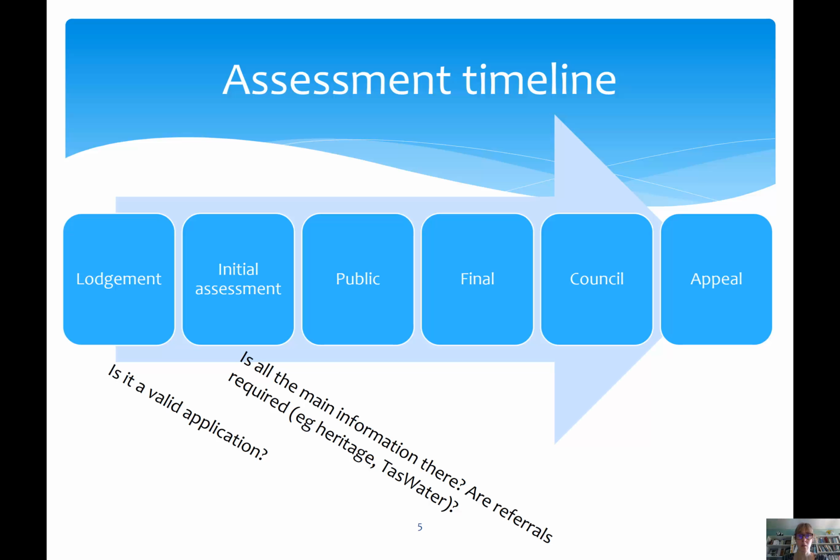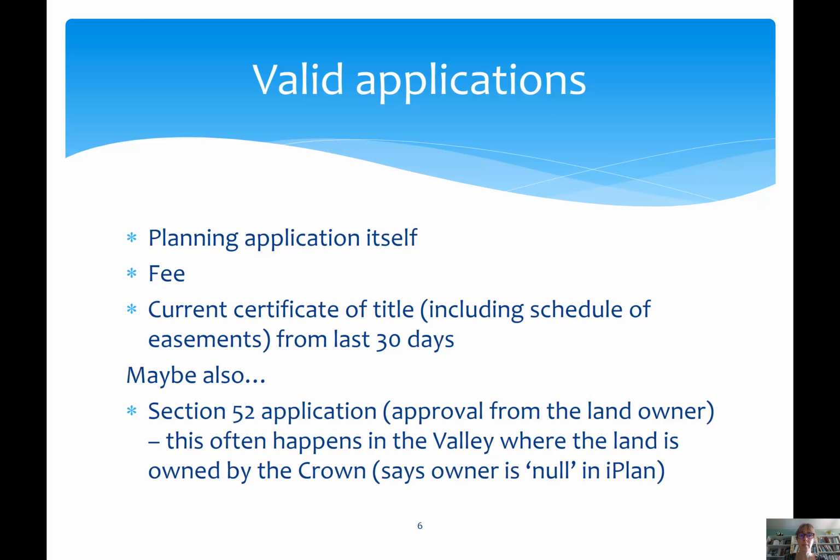So is all the main information there, and are referrals required, are two questions that come up early on. And this is done before it's advertised, and the next point there refers to public, because that's the next phase. So valid applications is essentially the planning application itself, the fees, a current certificate of title, which means from the last 30 days, that includes the schedule of easements. Otherwise you'll find yourself without a valid application.